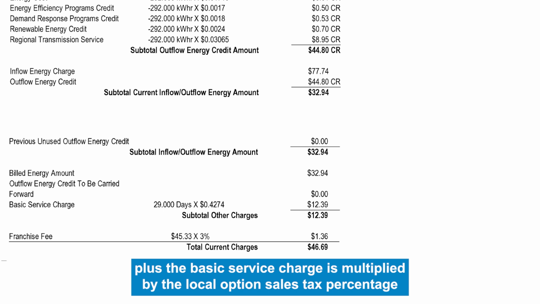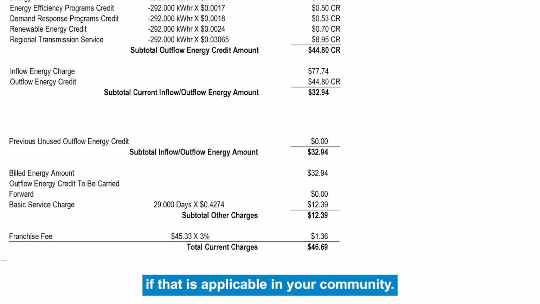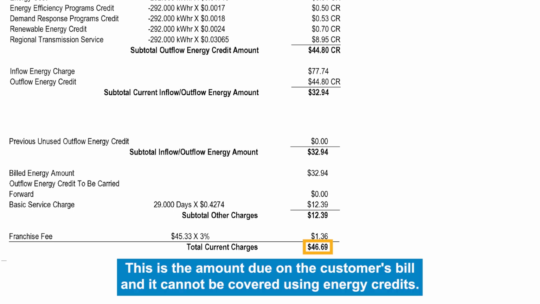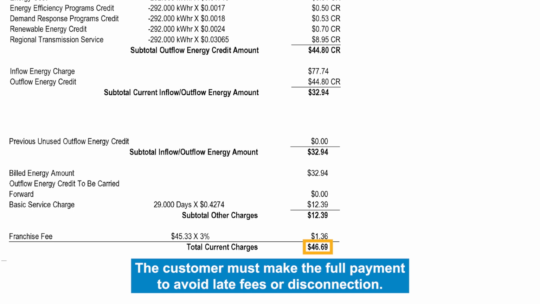If your town does not have a franchise fee, your billed energy amount plus the basic service charge is multiplied by the local option sales tax percentage if that is applicable in your community. Finally, we add those totals up, and the bill equals $46.69. This is the amount due on the customer's bill, and it cannot be covered using energy credits. The customer must make the full payment to avoid late fees or disconnection.